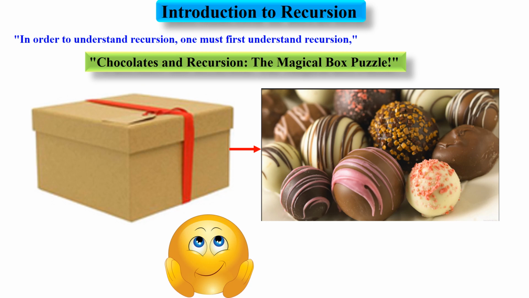Let's use a fun and relatable example of counting the number of chocolates in a box using recursion: chocolate and recursion, the magical box puzzle. Imagine you have a box of chocolates, but you don't know how many chocolates are inside. You want to find out the total number of chocolates, but you can't count them all at once because there are too many. So, you decide to use recursion to figure it out.